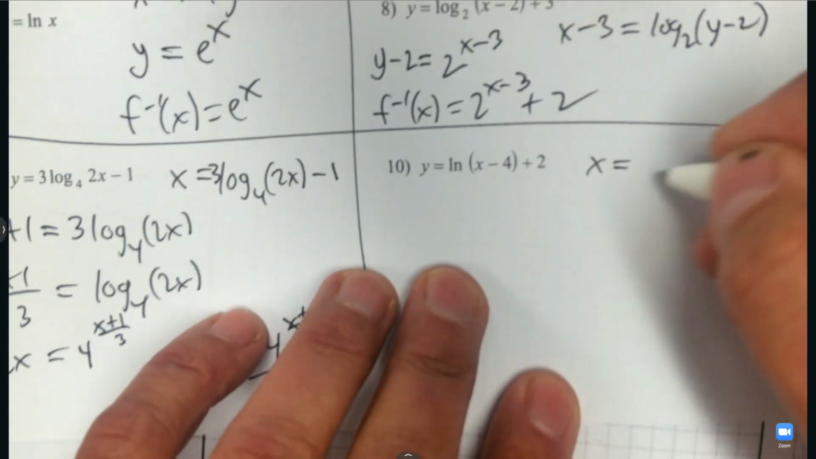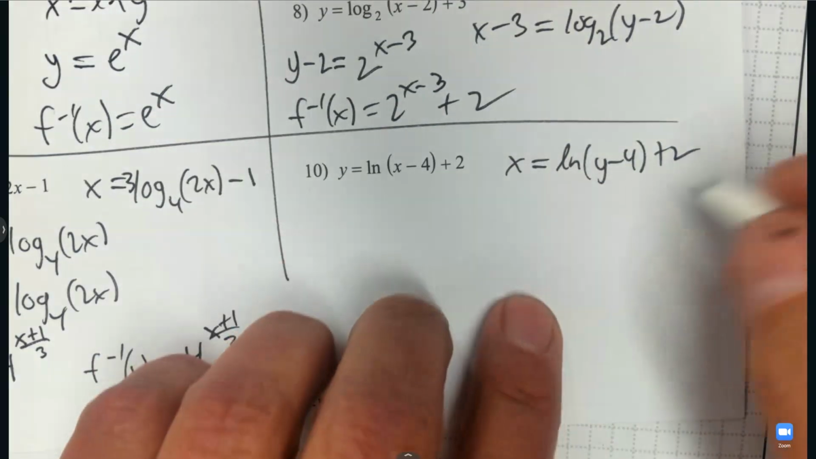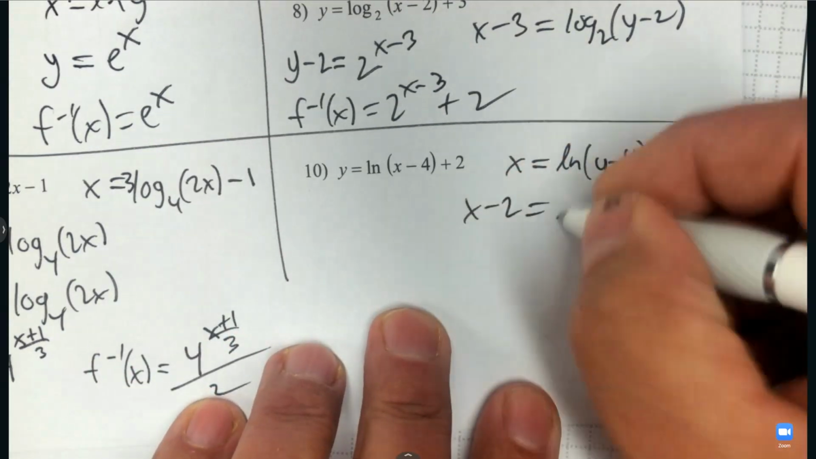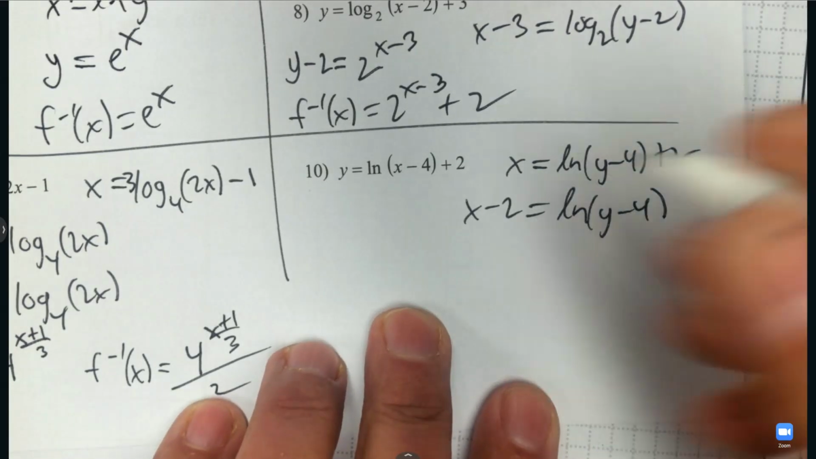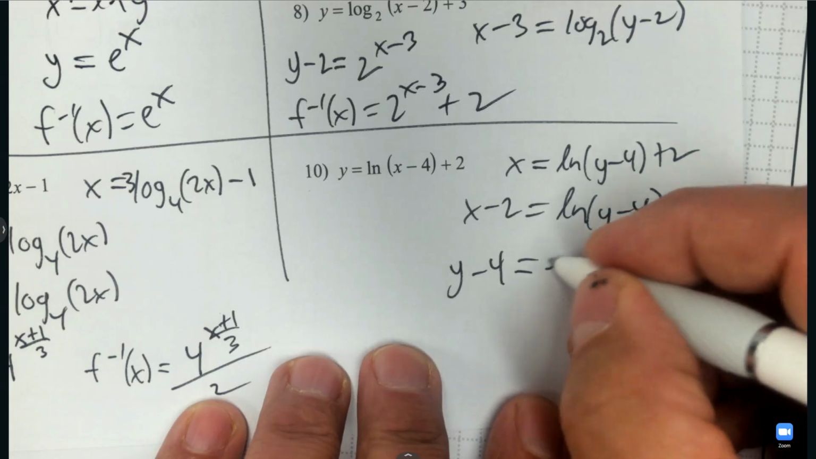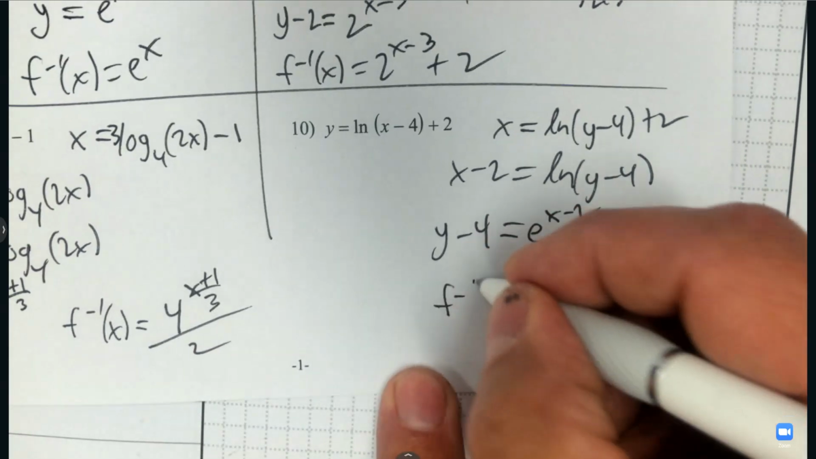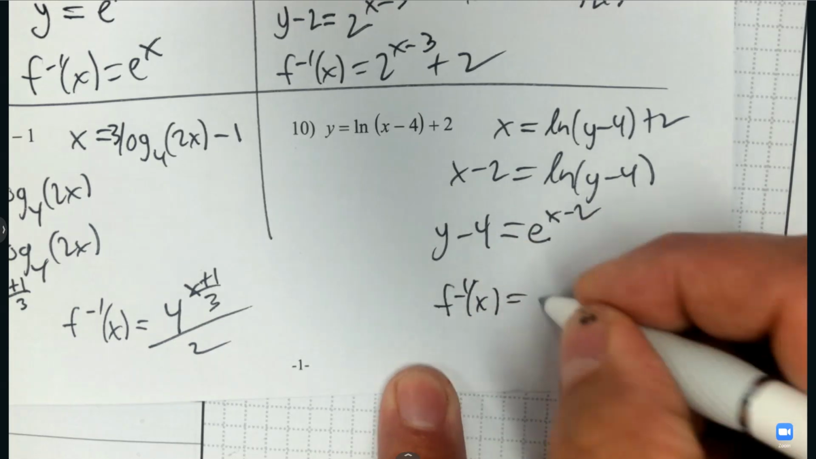All right. Inverse the equation. X equals ln of y subtract 4, plus 2. To solve for y, subtract 2. The inverse of a logarithm is exponential, so what's inside the logarithm? The base for ln is e, and then the exponent is x minus 2. Add 4, and you have found the inverse.